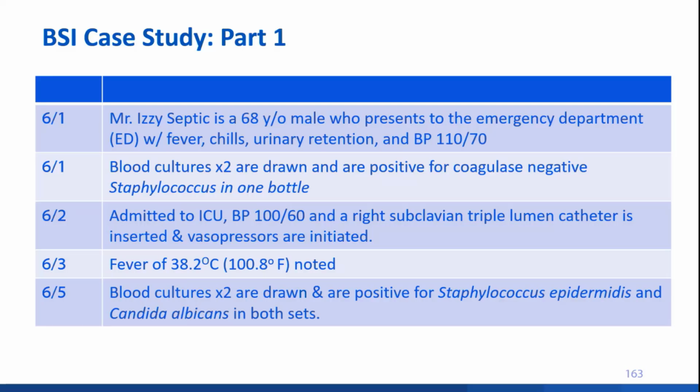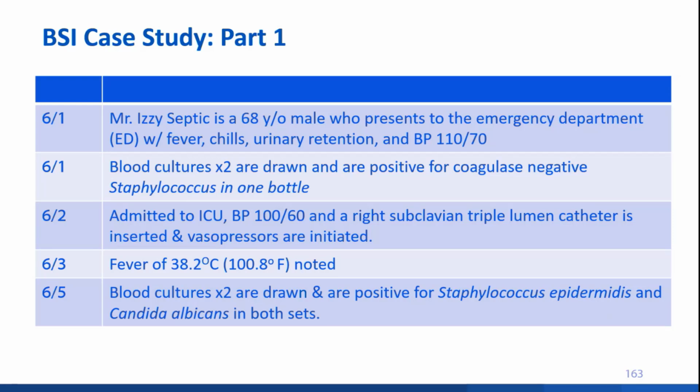So our case study is Mr. Izzy Septic. Mr. Izzy Septic presented to the emergency department on June 1st. He's a 68-year-old male who presents with fever, chills, urinary retention, and a blood pressure of 110/76. He has 2 blood cultures ×2 drawn, and they're positive for coagulase negative staph in 1 bottle.